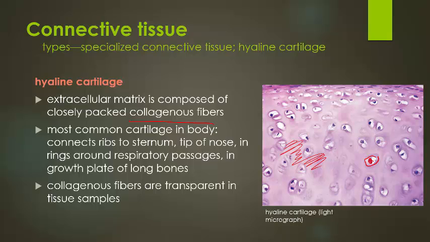And so we find this kind of cartilage in the ribs. It's what connects the ribs back to the sternum. So when you look at the skeleton and you see where the ribs are not bone, that's all hyaline cartilage. It's also found at the tip of the nose, so it has some flexibility. And in the rings around the trachea and other respiratory passages, they're held open by this very firm cartilage material. And then another place that we find it is in the growth plate of the long bones.